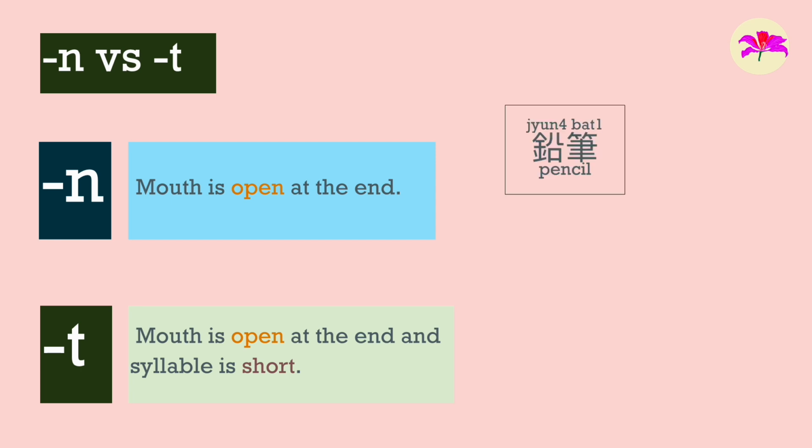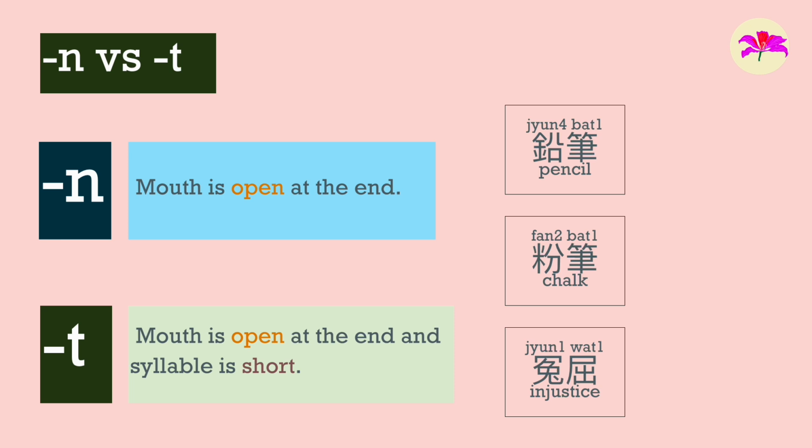Now we will look at the comparison between the endings N and T. Let's look at the examples. The second word is short. 鉛筆 pencil, 粉筆 chalk, 冤屈 injustice.